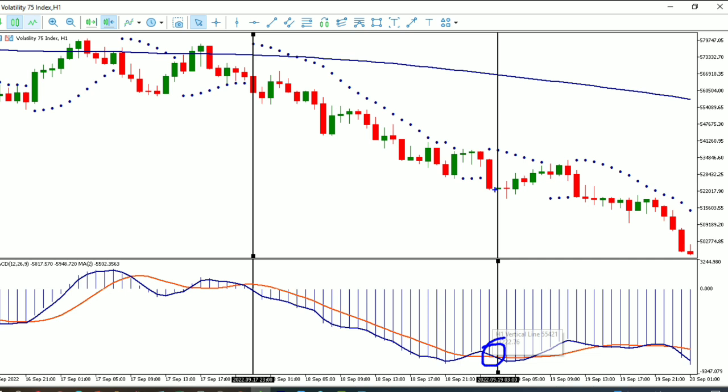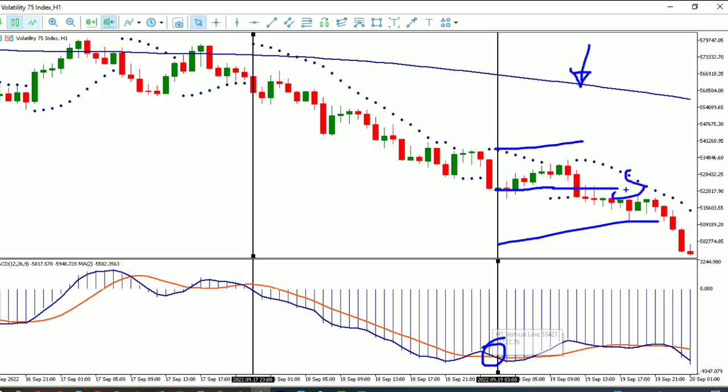And then you would enter your sell position at this point. Why? Because we are below the 200-period moving average, and also the market is below the parabolic SAR. So also if you sell at this point here, you put your stop loss on the parabolic SAR exactly, and then you put your risk to reward ratio at 1:1.